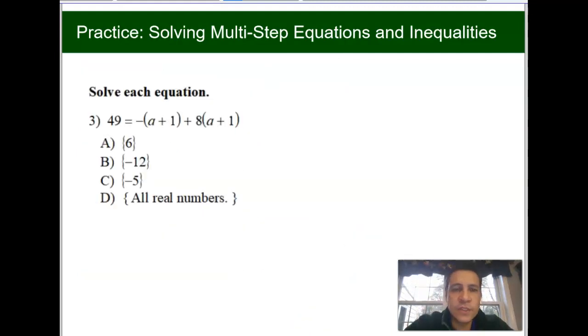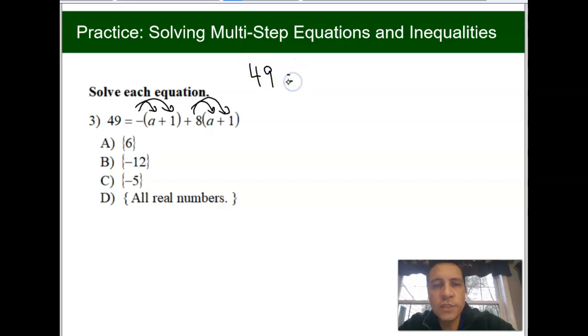All right, last one here. Solve this equation. First things first, I'm going to distribute. I got to distribute twice. Remember, there's a negative 1 that I'm distributing here and a positive 8 to distribute here. So I get 49 equals negative a minus 1 plus 8a plus 8.